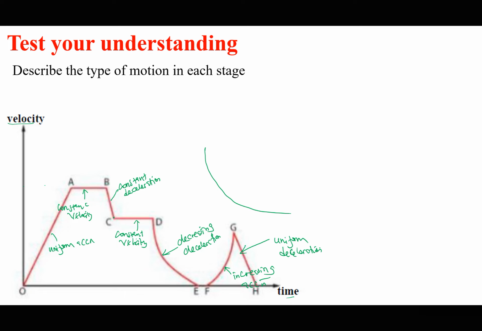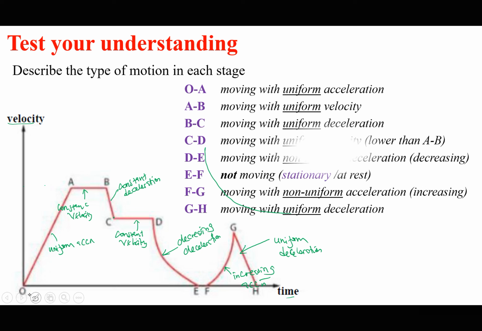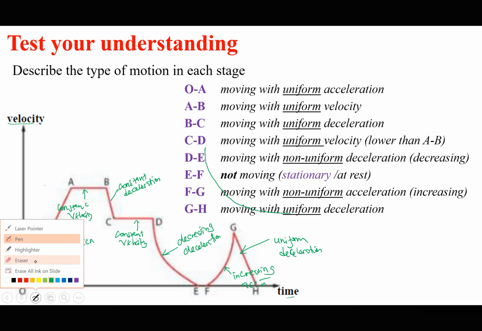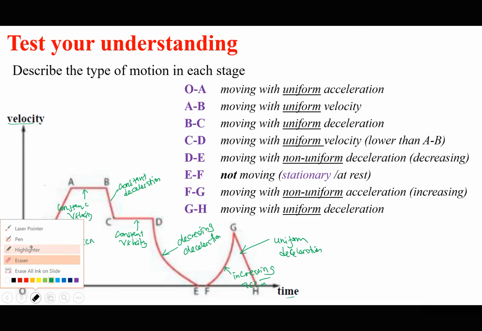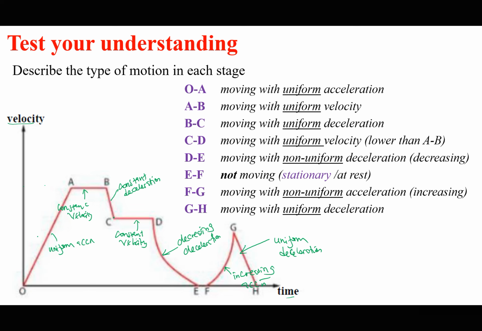Okay, so you should be able to describe motion using graphs. I gave a clue on all these areas just for those of you to summarize what we have been talking about here. OA is uniform acceleration, AB is uniform velocity, BC is uniform deceleration or constant deceleration, CD uniform velocity but lower than AB, DE is non-uniform deceleration, or we can say decreasing deceleration.